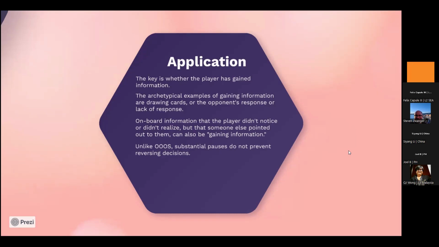And unlike out-of-order sequencing, which unfortunately we haven't really had time to discuss, a substantial pause does not inherently prevent a player from reversing decisions. Now, if there's a substantial pause and the opponent could be responding during this pause and doesn't, that could be new information. But let's say the opponent is tapped out, they have no cards in their hand, there's literally nothing they can do. The player can cast a spell, think for 10 seconds, and then say, well, actually, I want to target something else, or I want to cast a different spell, or I want to play a land before I cast this spell. It's okay for a player to change that decision, even if they have had a little bit of time to think about it.